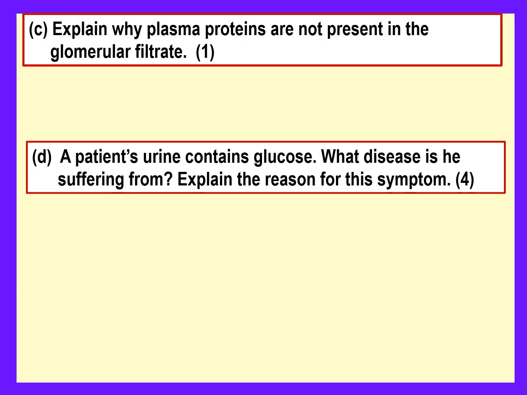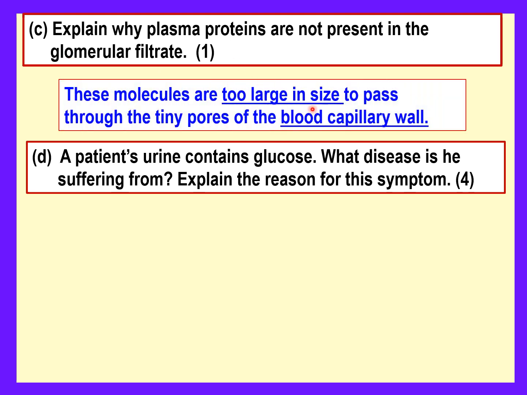Going on to question C. Explain why plasma proteins are not present in the glomerular filtrate. So plasma proteins did not filter out from the blood and did not go into the Bowman's capsule. Okay, so the plasma proteins are not present in the glomerular filtrate in the Bowman's capsule. The reason is because they are too large in size to pass through the tiny pores of the blood capillary wall. They couldn't go through the blood capillary wall, which had smaller pores.